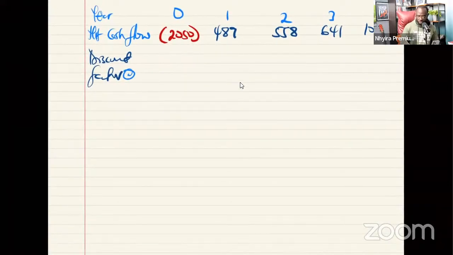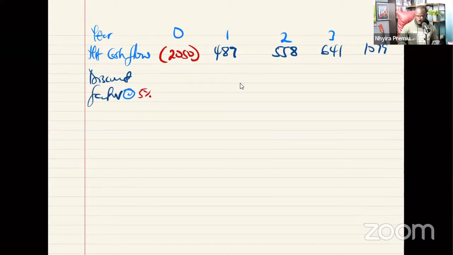So here we're going to use 5% in that particular case. So let's see.